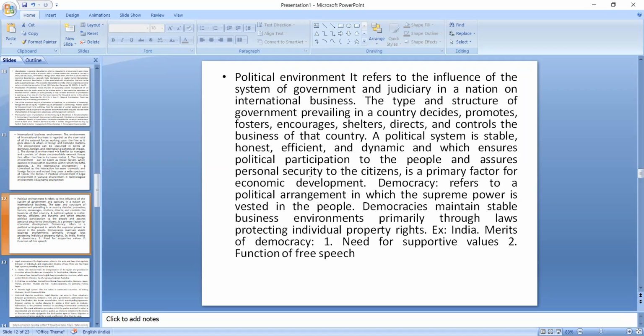Democracy refers to a political arrangement in which supreme power is vested in the people. Democracies maintain stable business environments primarily through laws protecting individual property rights. Example: India. Merits of democracy, need for supportive values, and functions of free speech environment should be maintained. That is the political environment.